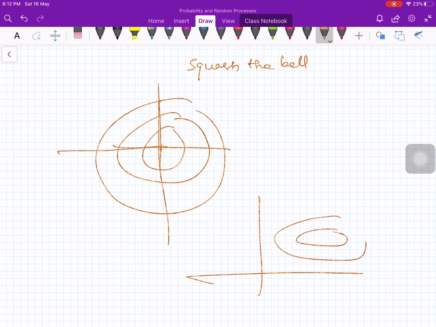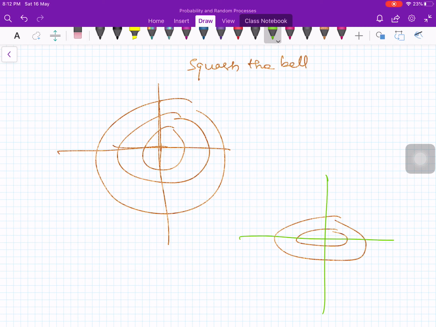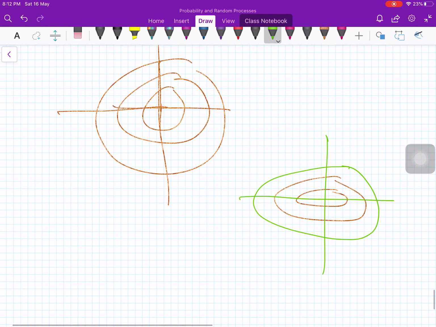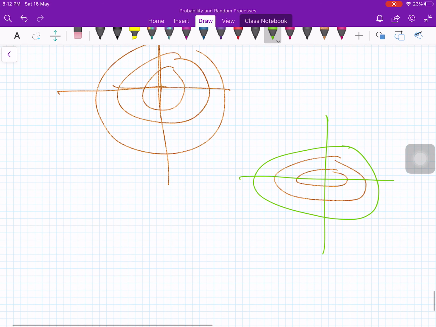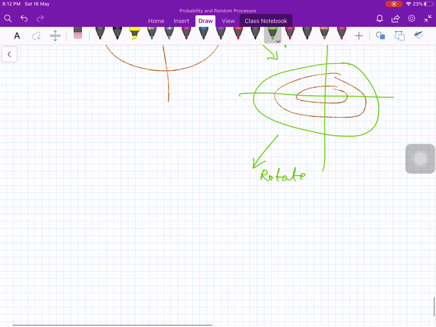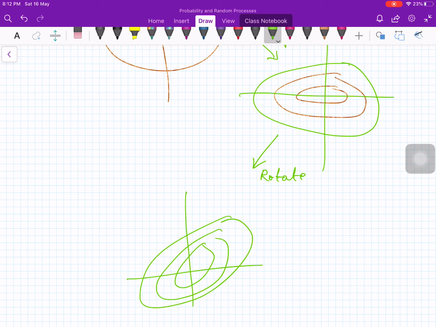After pressing you will get like this. Then you rotate this from here to here. Squash the bell, and then from this step to this step rotate somehow. Therefore it becomes like this, okay.